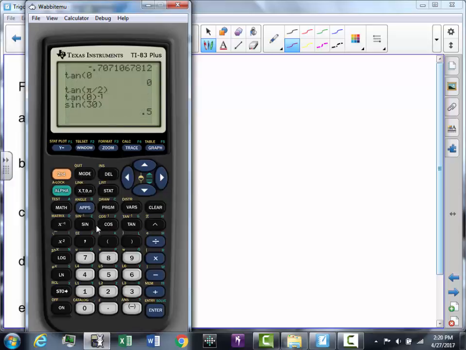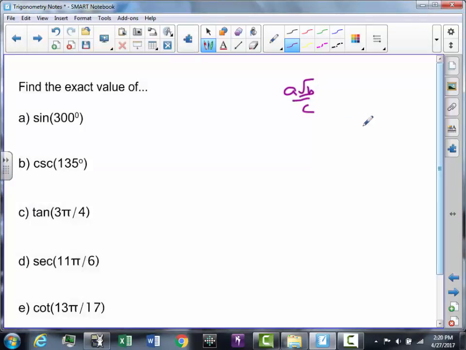If I wanted to just do the sine of 300 right here, that also gives me the same value, negative 0.866. But what if it wanted you to give the answer as a root b over c? Well, then you can't do that, right? So you need another method. So then the third method would be the best.